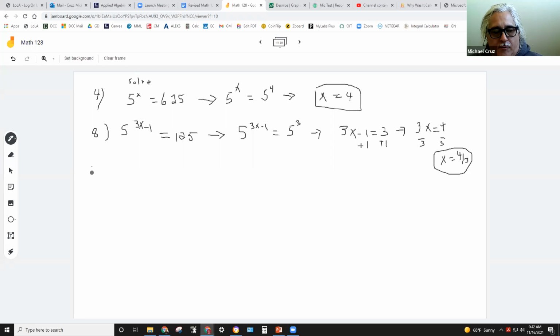All right, here's an interesting one. 9 to the x is equal to the cube root of 3. Now as it stands, we can't write these with the same base, but let's do a little bit of chipping away on that.